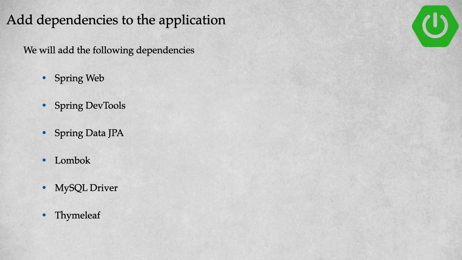Next step is to add dependencies to the application. We're going to add 6 dependencies. The Spring Web dependency, we know that, which is used to create the web application and the RESTful web services. We will add the DevTools for the development purpose. We will add Spring Data JPA to connect to the MySQL database and perform the database operations.